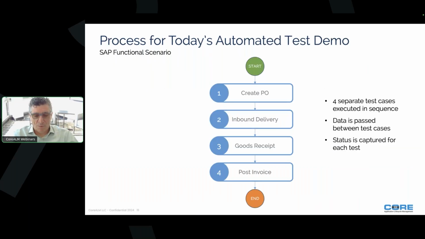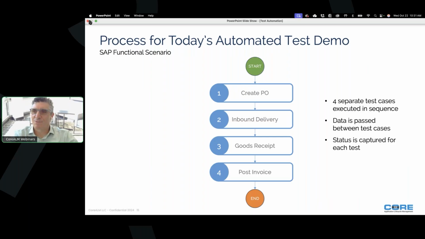So today's demo, we're going to do an automated test for a standard workflow in SAP. We're going to create a PO, then we're going to do an inbound delivery, a goods receipt, and we're going to post an invoice. These are 4 separate test cases. Each one of them has its own modules. We're passing data between those. So it's kind of like a test scenario, and you're going to see how those end-to-end tests can run.